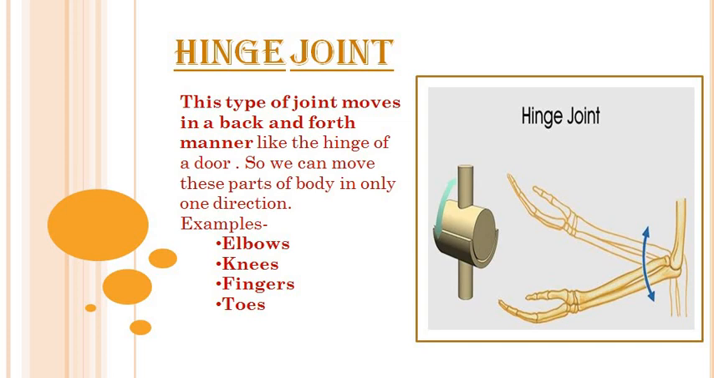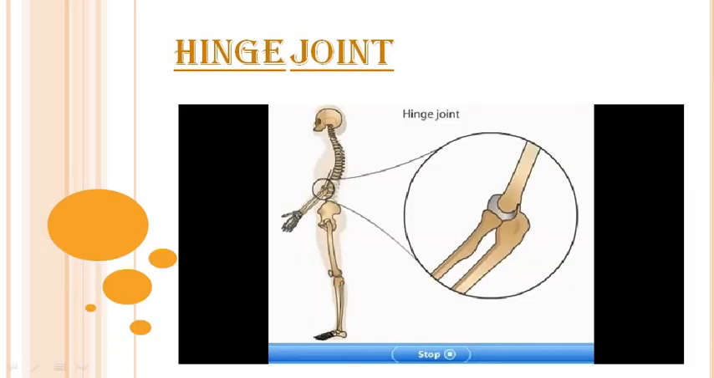Just children, try to move your hand from the elbow. As the picture is showing, you can only move your hand up and down. This is allowing movement in only one direction. Let's make it clear with this. Just see, this is showing our elbow. How does this cause the movement? See, our hand can move only like this. This has the hinge joint.